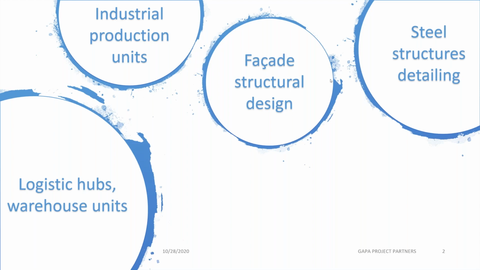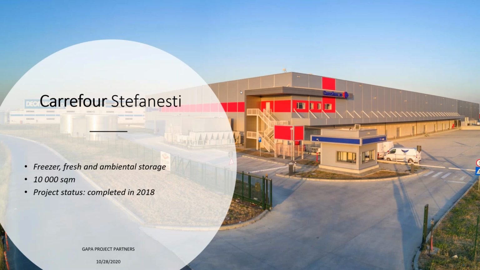I will shortly browse with you through some of our projects so that we can all get an idea of the type of structures that we're discussing. This Carrefour warehouse was one of our first projects. It's situated close to the capital, close to Bucharest. It covers a surface of about 10,000 square meters. It's a project that we designed in 2017, and it was handed over to the client in 2018.